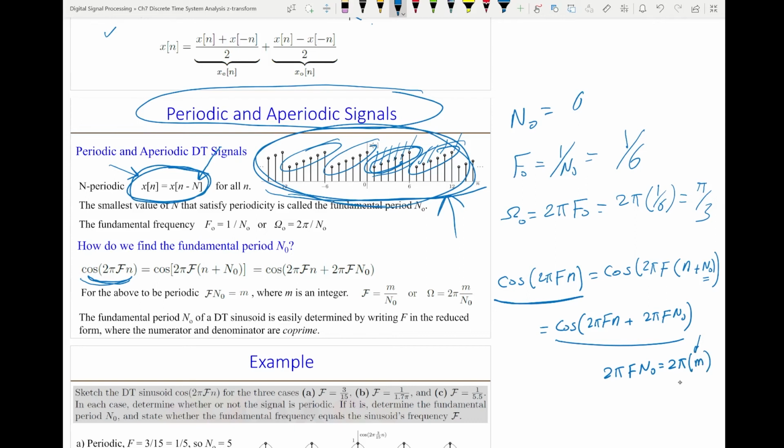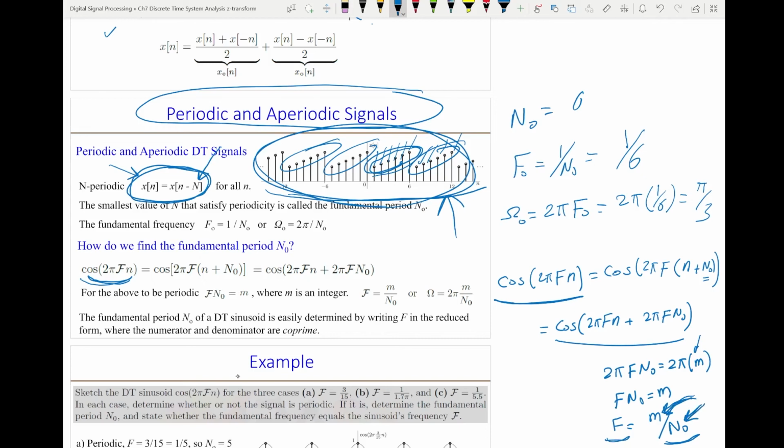So then I can say F n0 equals M, and then the digital frequency equals M over n0, where M and n0 are integers. When they are co-prime, that means there is no common integer that divides both M and n0, then n0 in this case will be the fundamental period. And the frequency will be M, the number of cycles per number of samples.